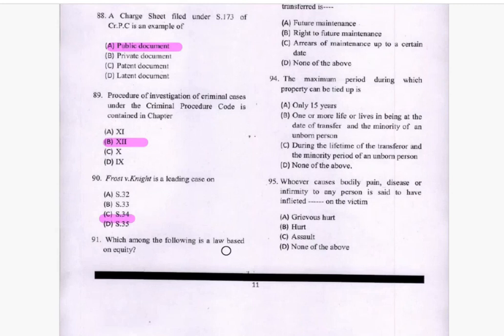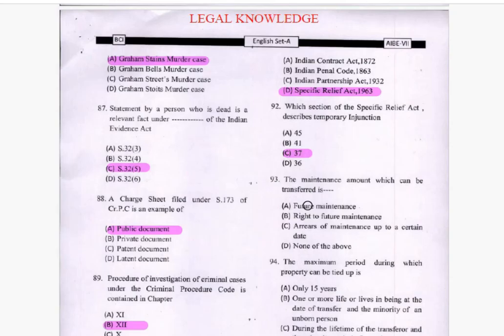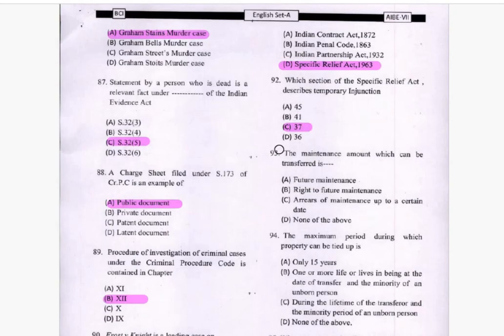Which among the following is a law based on equity? Specific Relief Act of 1963 is the right answer. Let's move on to 92. Which section of Specific Relief Act describes temporary injunction? Section 37.